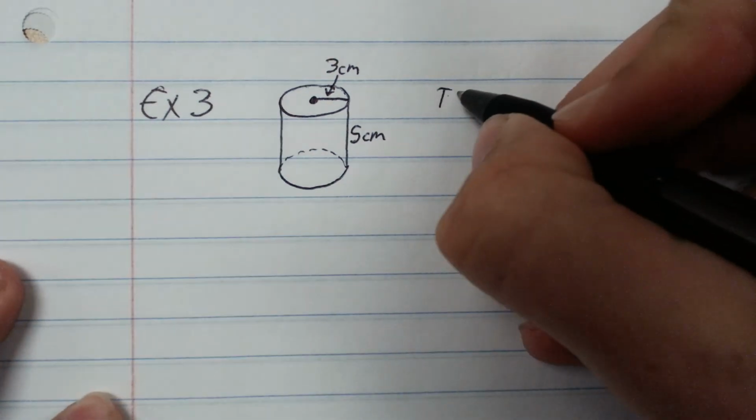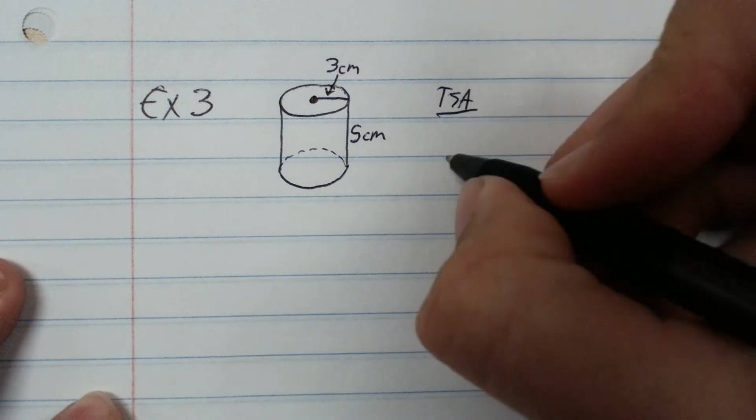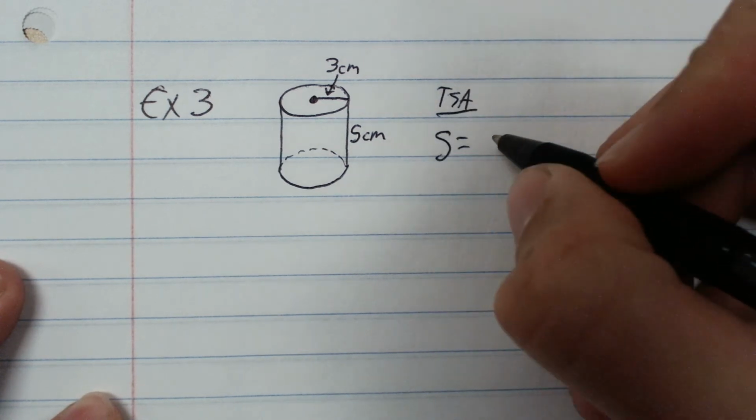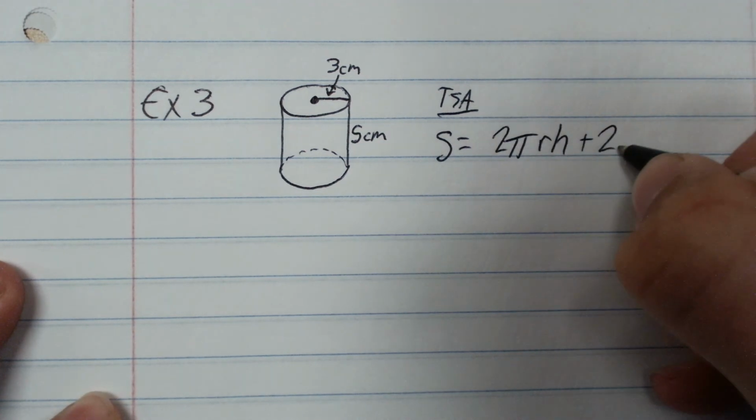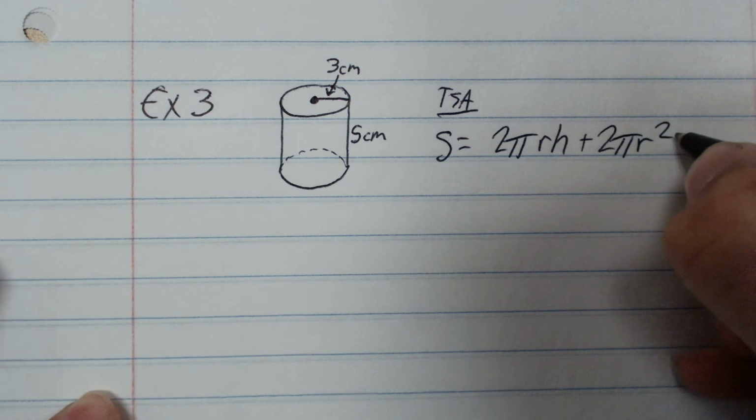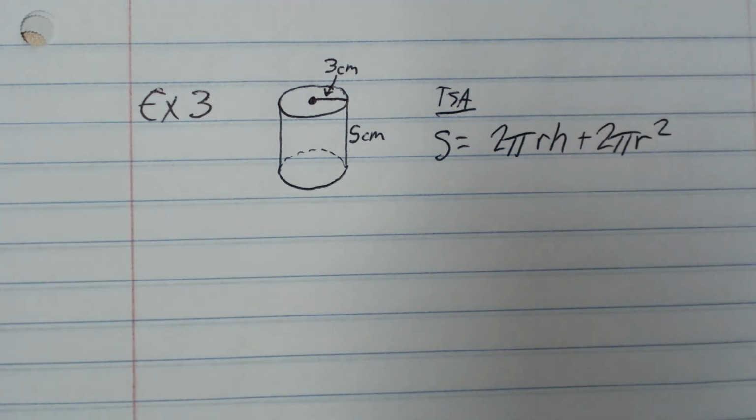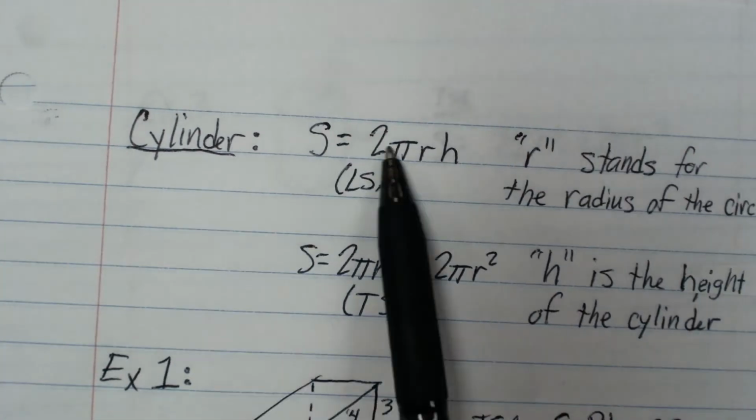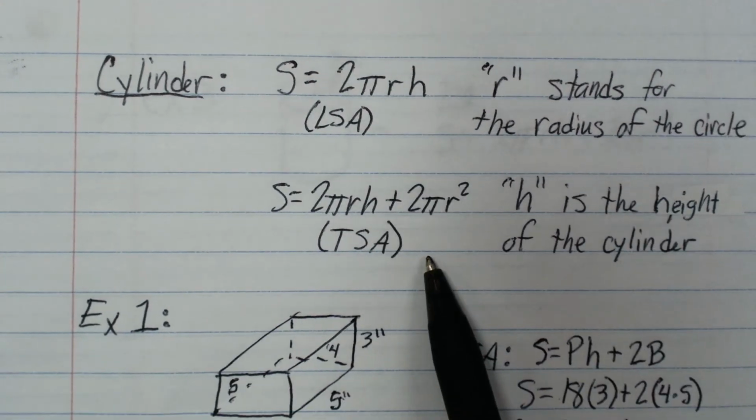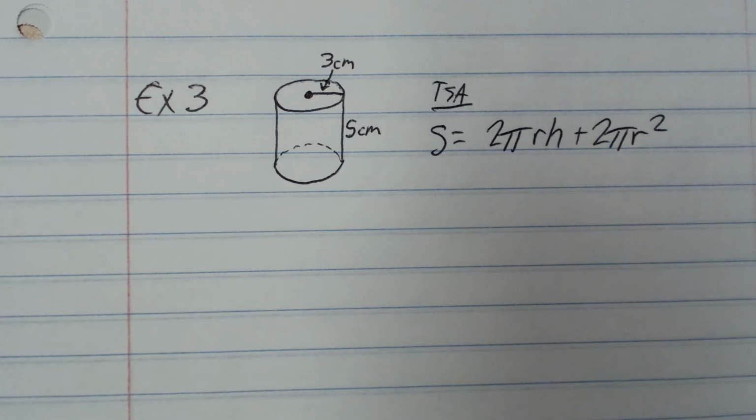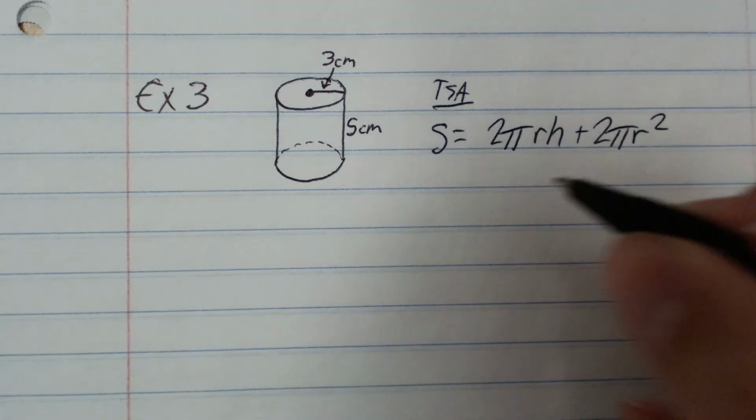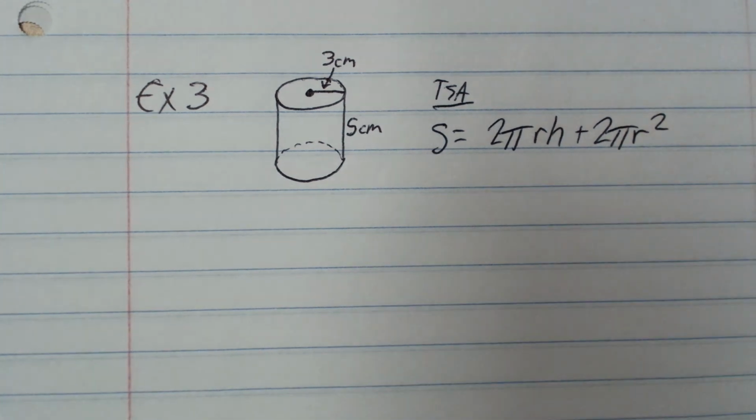So for the total surface area equals 2 pi rh plus 2 pi r squared. You can find these in those notes that we took from the other day. These formulas are right here. Cylinders, 2 pi rh, 2 pi r squared for lateral and total. This is what r and h stand for. So cylinders are very simple. All you do is plug numbers in.